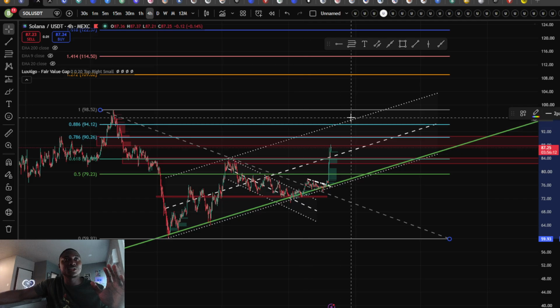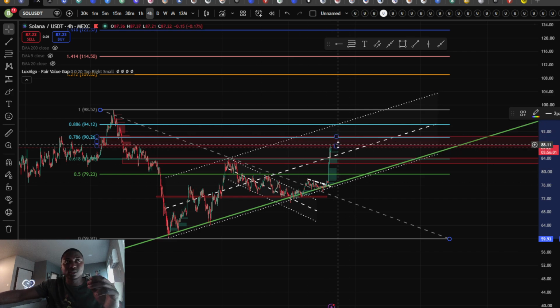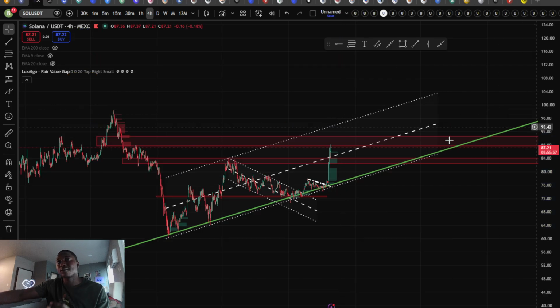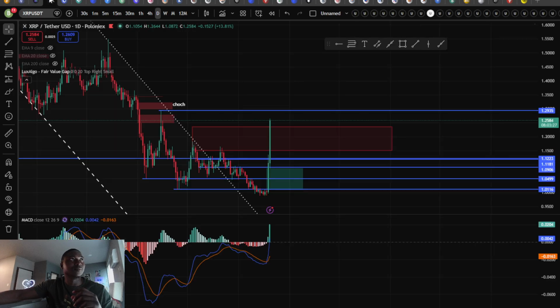0.886 Fibonacci to my channel right here, so both of these. So $94 is going to be a major resistance. You'll see when that time comes, if we get there. Of course, like I said, there's a resistance right here for now. So you guys have to stay tuned. I post videos like this now every single day, just so you guys can be updated.